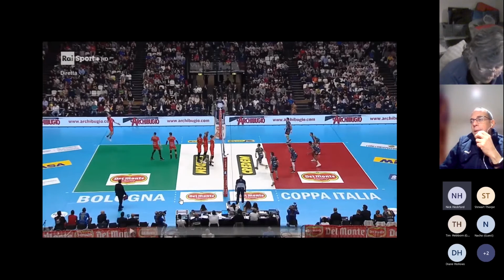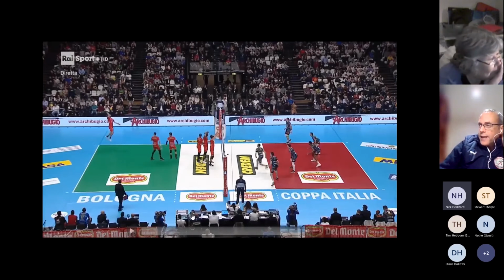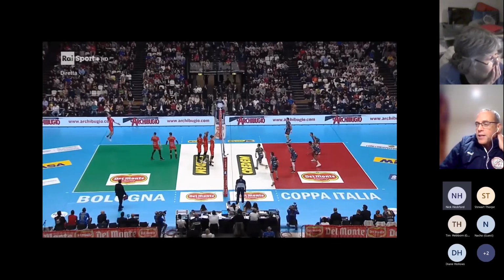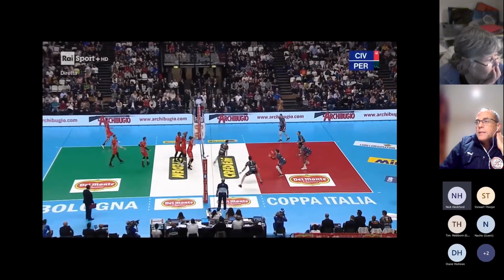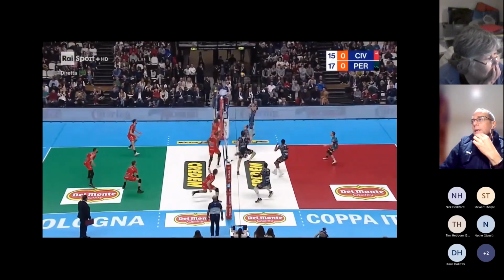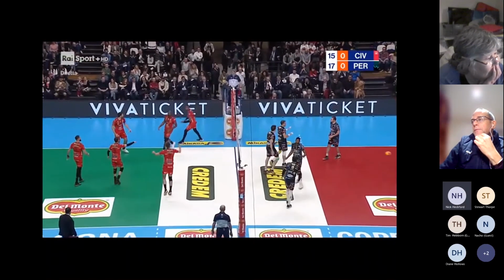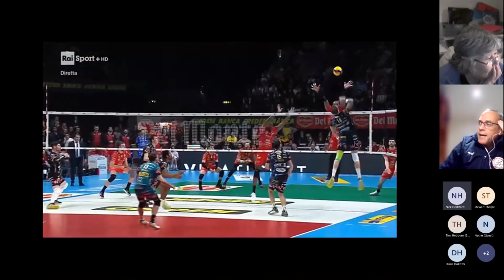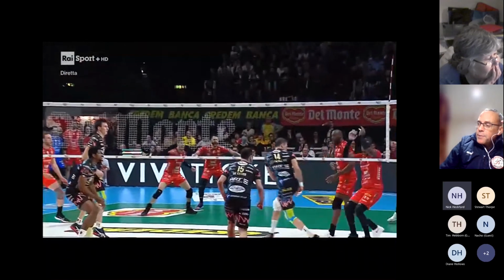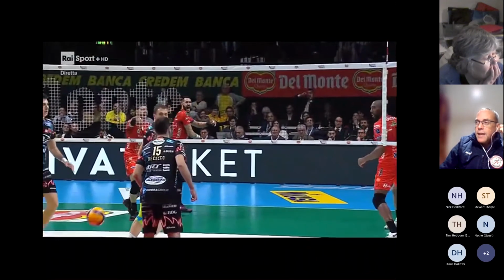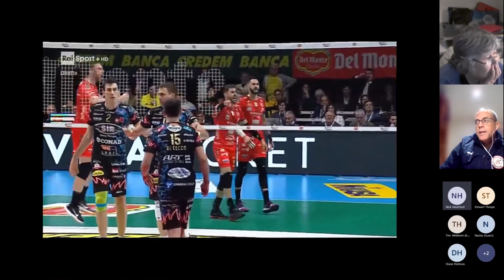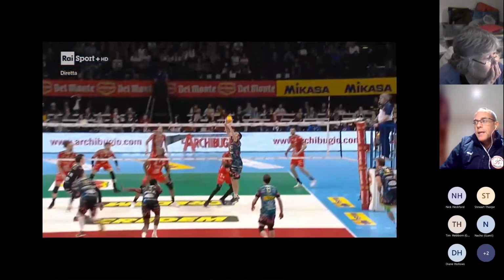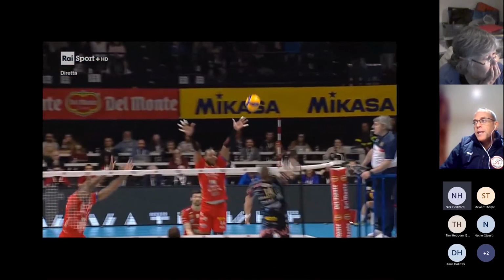So let's have a look at something about the sideband then, and let's just remember that the sideband is part of the net. Okay, so let's just watch this passage of play here and see what we think. Okay, so we've got a block there which forces the ball down into the net. The ball hits the sideband and then onto the playing court, and the team is awarded the point as ball in.